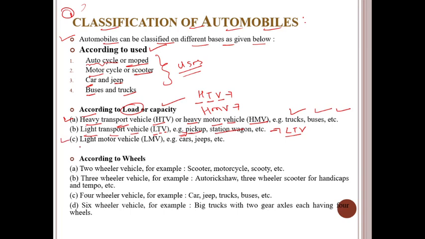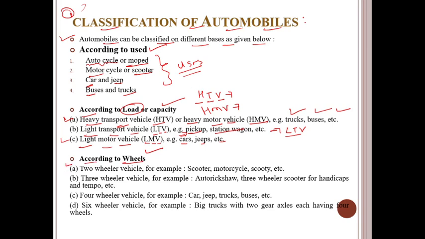Now the third, light motor vehicles, which we call LMV. Examples are cars, jeeps, etc. They are put in that category of light motor vehicles. So this is our second classification. Now let's move on to another, according to wheels.